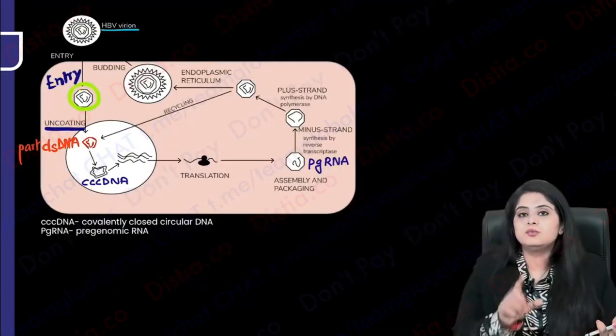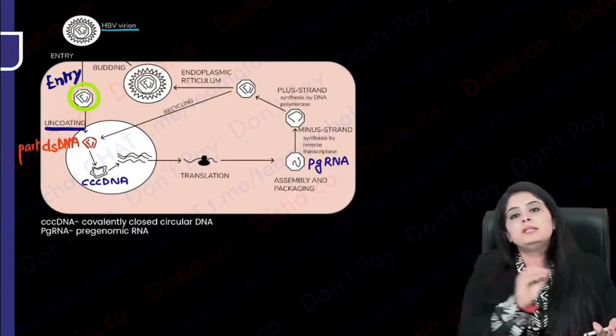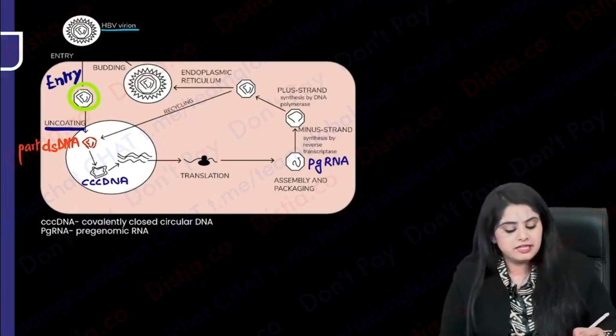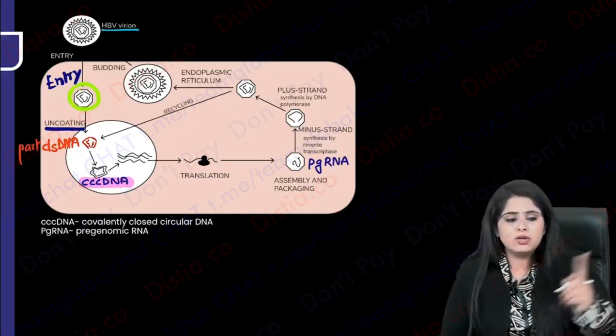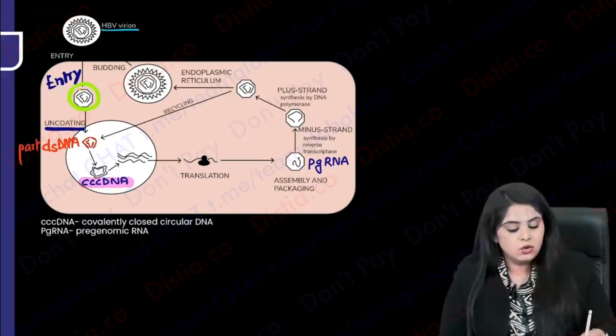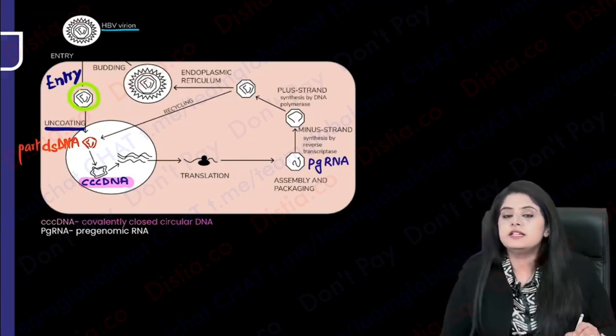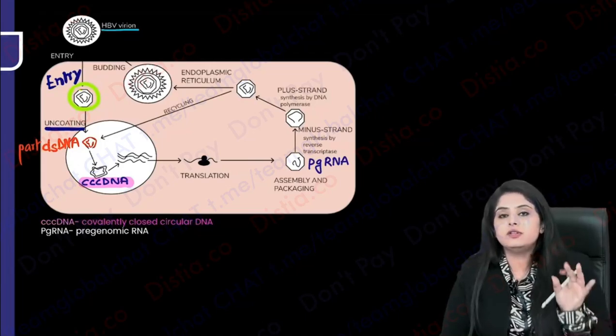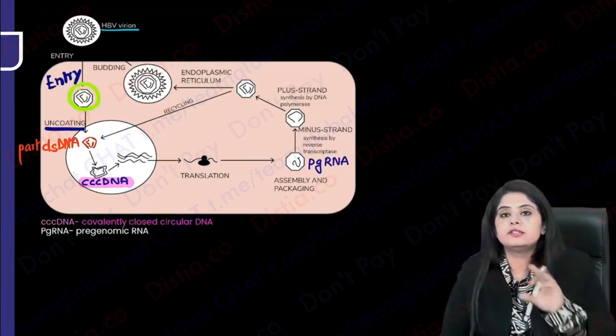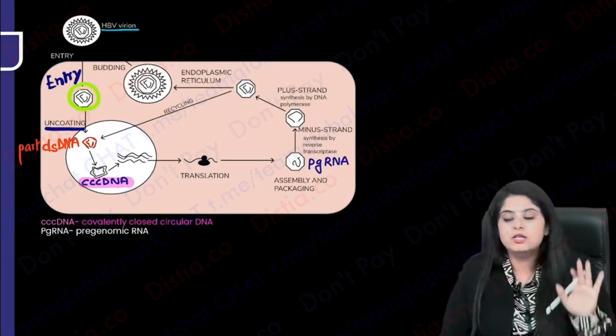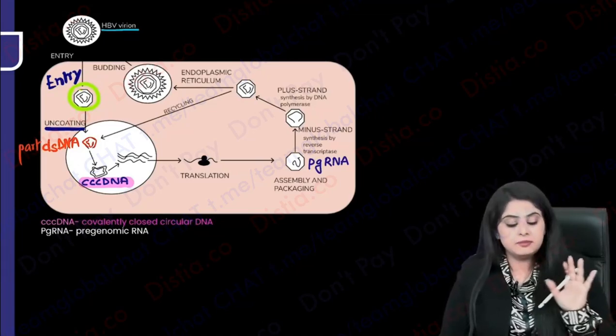My first thing is, whatever was left incomplete, please complete it. So the first thing that we make is cccDNA. What is cccDNA? Usse pura close karo. Please complete it. Covalently closed circular DNA. cccDNA is covalently closed circular DNA. If you don't want to learn it, at least learn that the incomplete portion is first completed. Pehle to complete DNA banao.